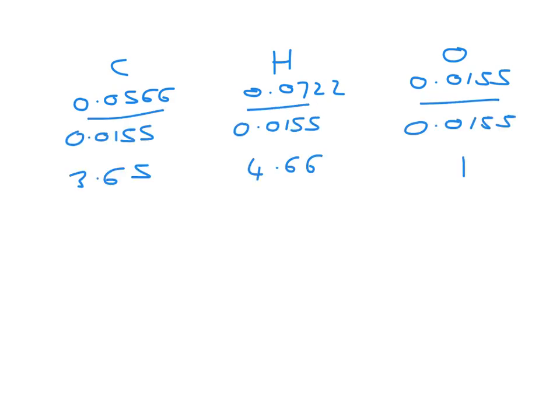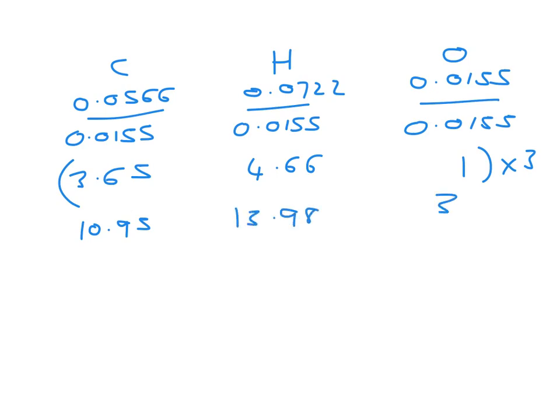So you'll notice I get slightly odd numbers. Now you cannot round these up or down. You know, 3.65 you cannot round up to 4 or round down to 3. So you've got to get rid of these odd numbers, and the way you do that, if it ends with a 3 or a 6, you times everything by 3. So let's do that. If I times a carbon by 3, I get 10.95. So I'll write that down. 4.66 by 3 is going to be 13.98.